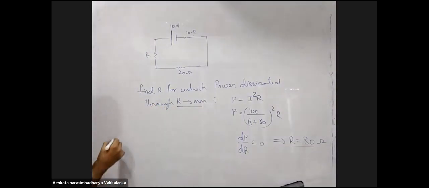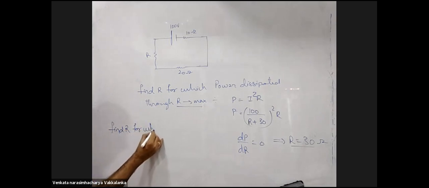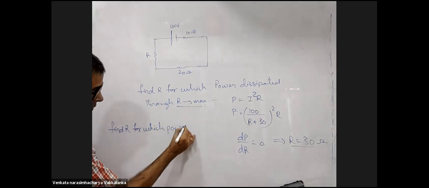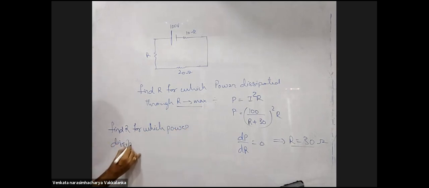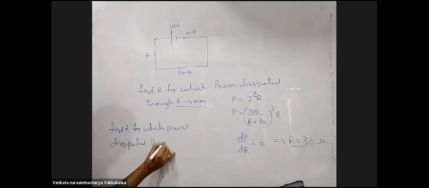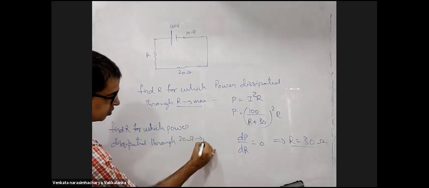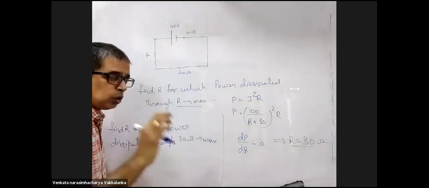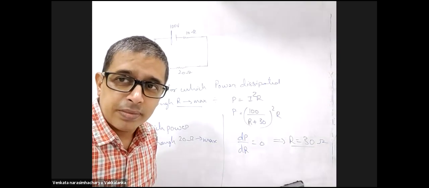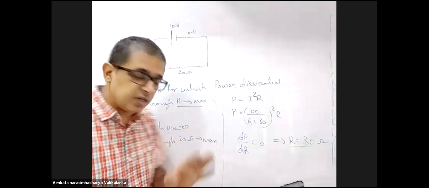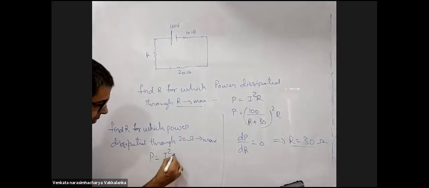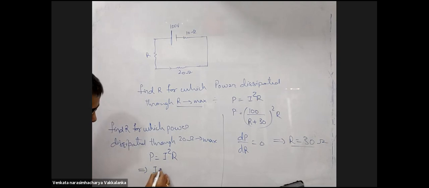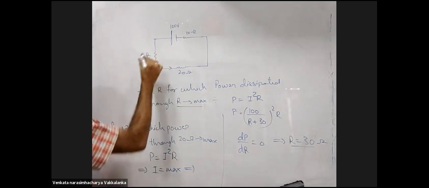But suppose I change the terminology and ask, find R for which the power dissipated through the 20 ohm resistance is maximum. I want the power dissipated through 20 to be maximum. You have fixed that resistance. So for the power dissipated to be maximum, that implies I should be maximum. For I to be maximum, R should be 0.